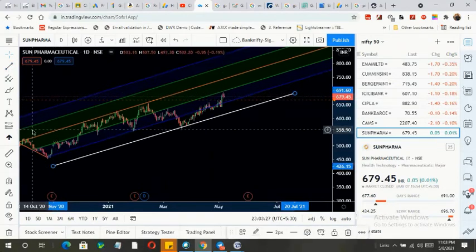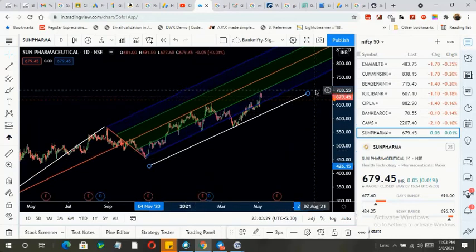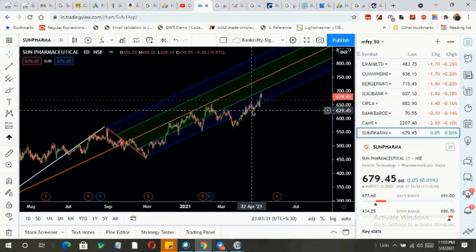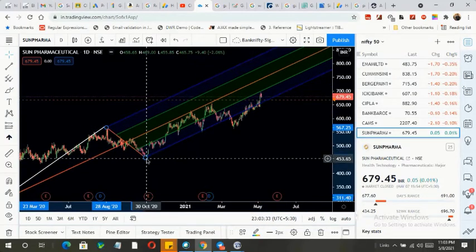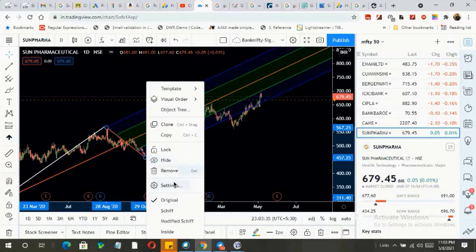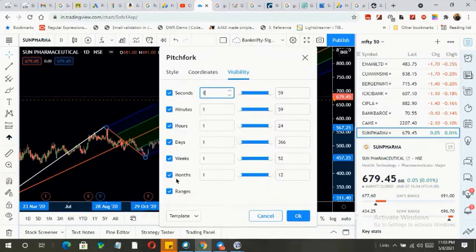You can extend that one as well. I will tell you how to extend that one. Just simply click this one and format settings. The settings, pitchfork, style.